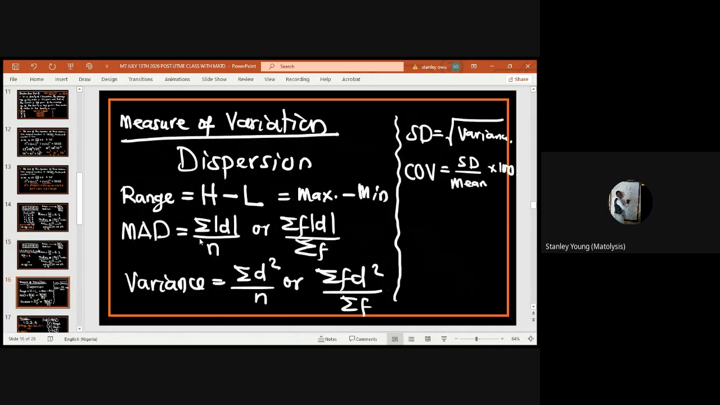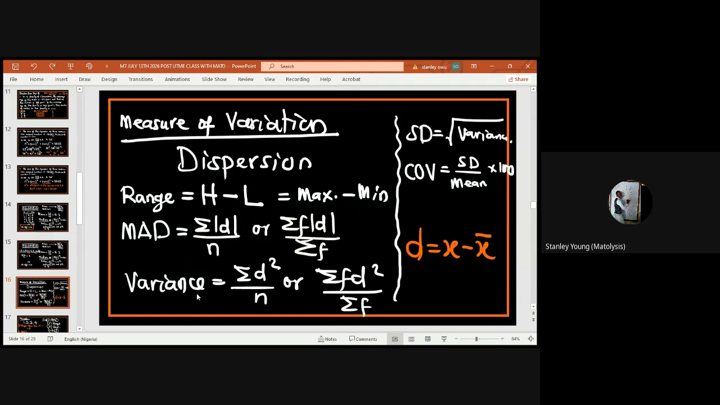I talked about dispersion, I mean, measure of variation. It can be highest minus lowest, or you say maximum minus minimum. Mean absolute deviation is the mean of deviations from the mean. Deviation from the mean, which is D, means x minus x bar. That's deviation from the mean, how far a number is from the mean. You simply get it like this if there is no frequency involved. You get it this way if there is frequency involved.